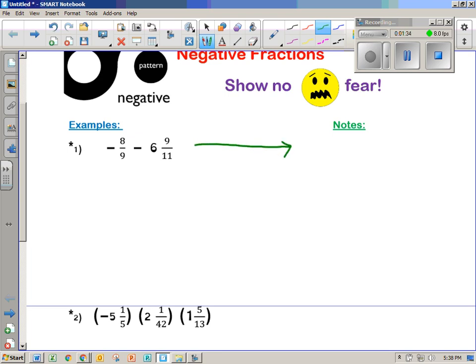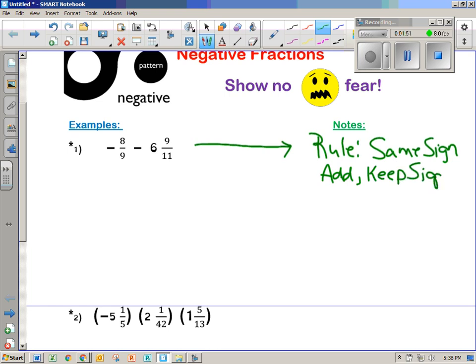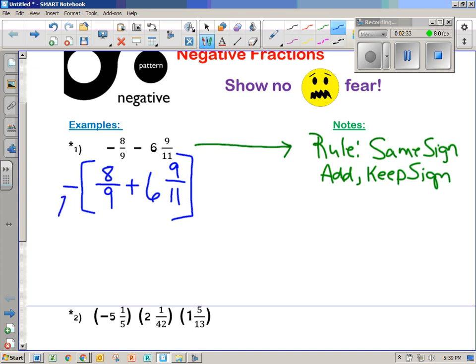So the rule for this one is, let's write, rule is same sign, add, and keep the sign. So really, I'm just going to do a little rewriting of the problem so that I can do what I already know. I know I just need to add these fractions together, and then the answer is going to be negative. So I'm going to rewrite it. I'm going to put a minus out here in the front, and either with big brackets or parentheses, I'm going to take 8/9 and add 6 and 9/11. So we're adding the numbers, and then we're going to keep the sign.